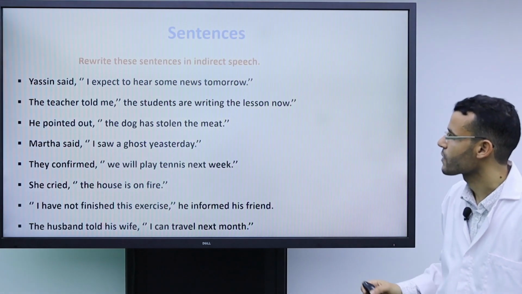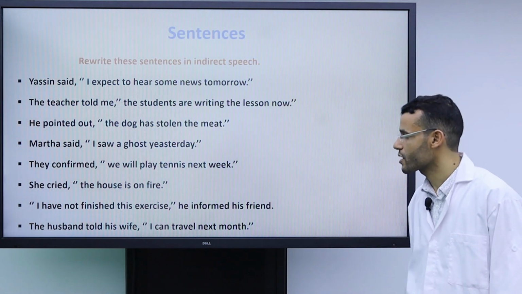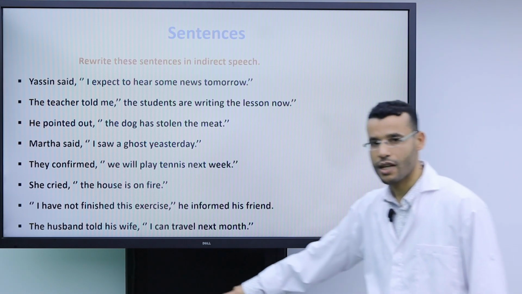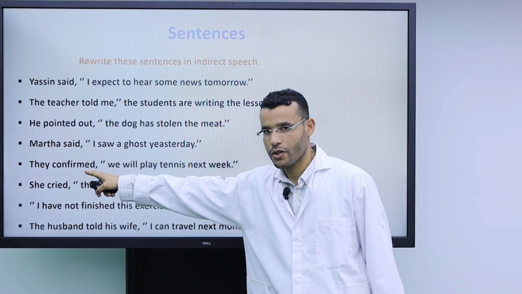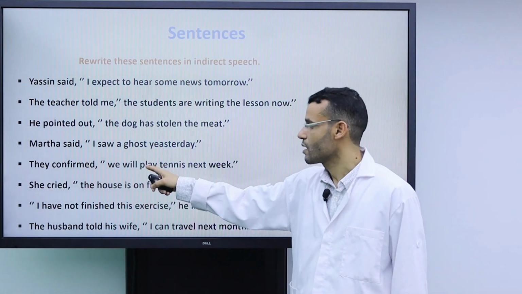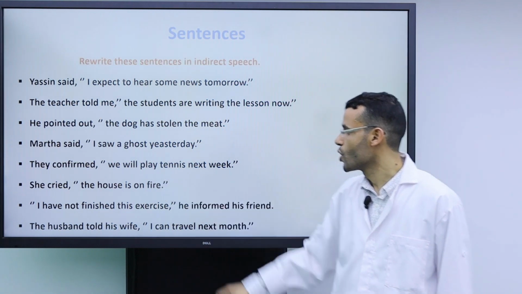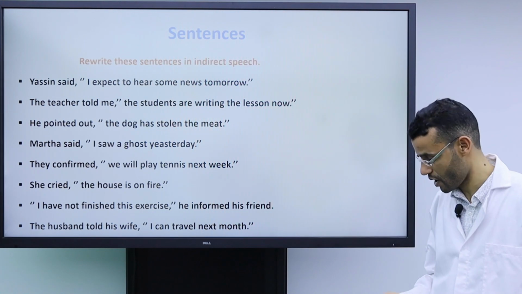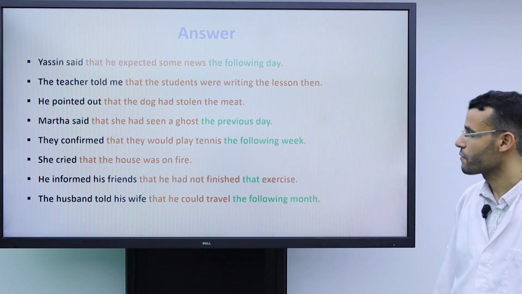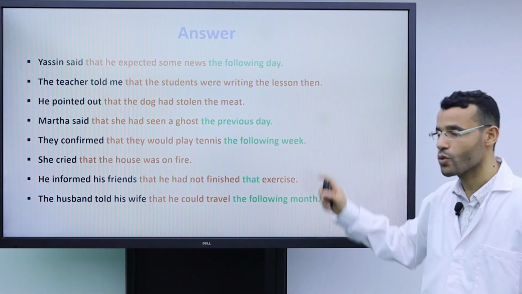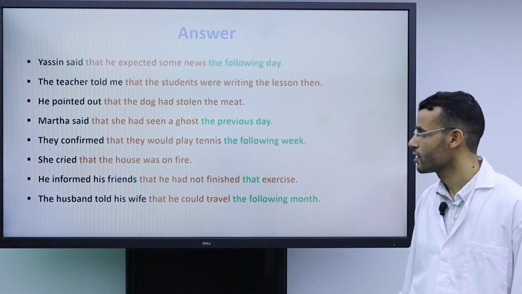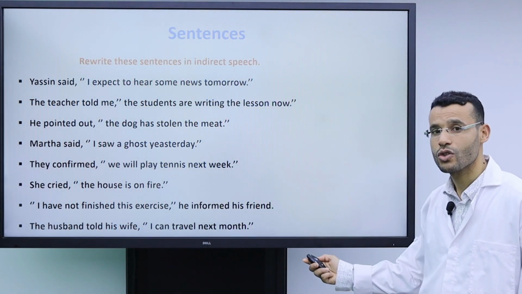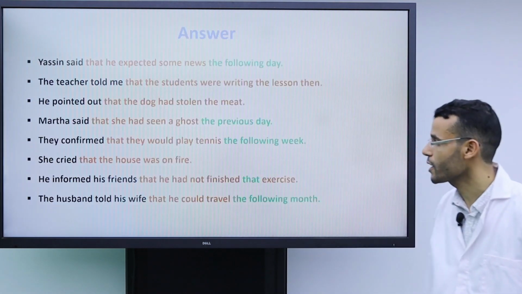We have also, "They confirmed we will play tennis next week." The same step. The verb is in the past, here the tense should be changed. So we will play tennis, and we have also next week. It should be changed as well. So they confirmed that they would play tennis the following week. This is the way we can transform it. And "She cried out, the house is on fire." So she cried out that the house was on fire.